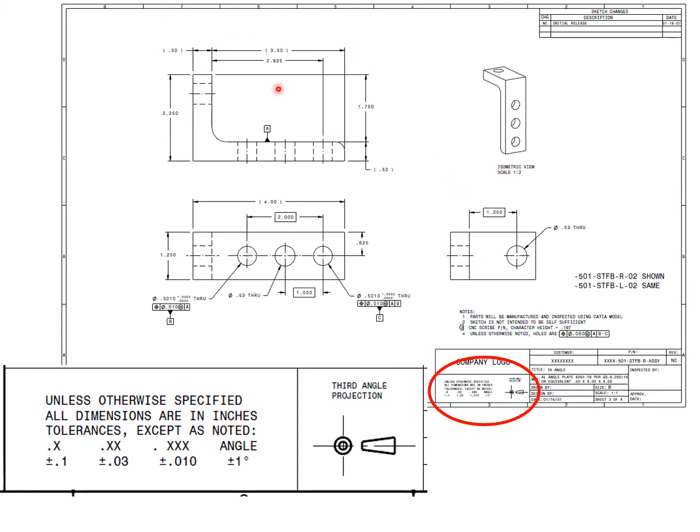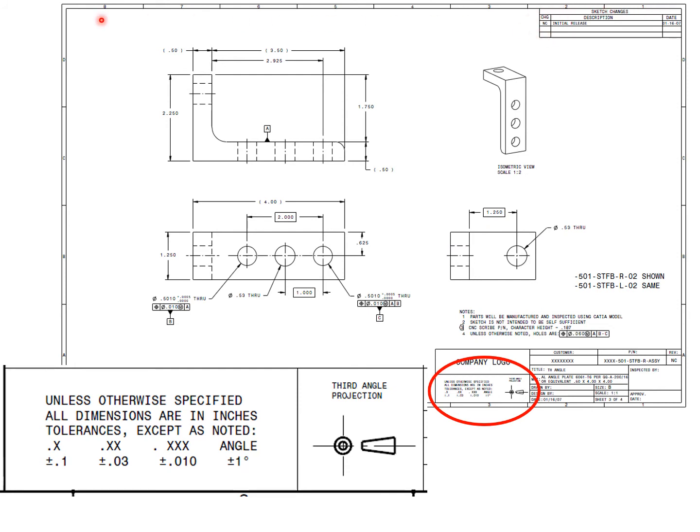Again, you try and group your dimensions together. You try and keep the dimensions between the views. And you try and avoid having dimensions by themselves on the outside. Here we have an isometric view. And here we have the revision block.